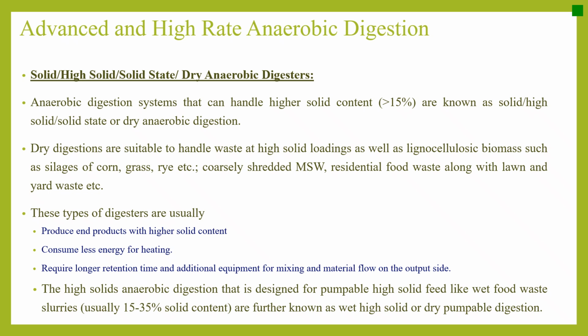These types of digesters usually produce end products with higher solid content, consume less energy for heating, and require longer retention time and additional equipment for mixing and material flow on the output side. The high solid anaerobic digestion that is designed for pumpable high solid feed like wet food waste slurries, usually 15 to 35% solid content, is further known as wet high solid or dry pumpable digestion.